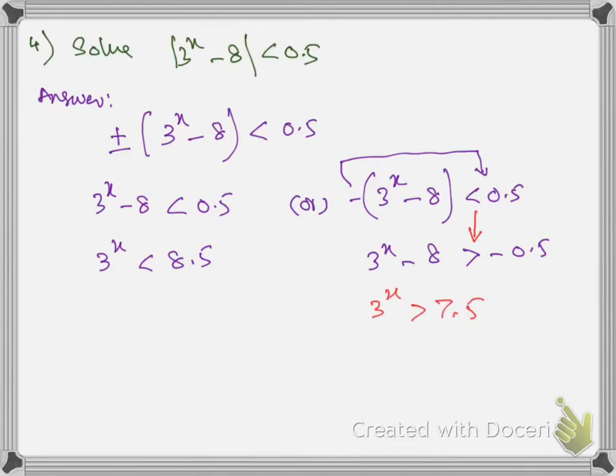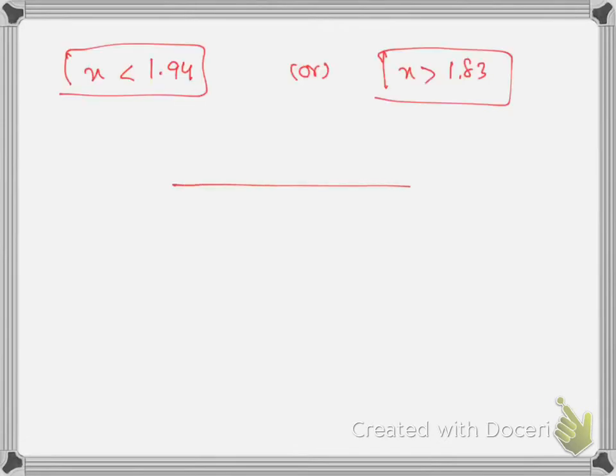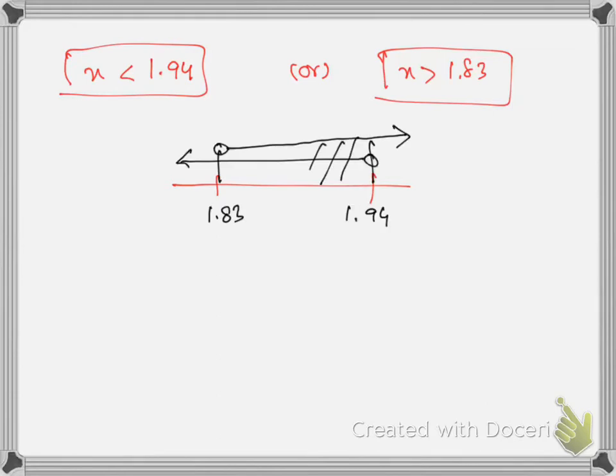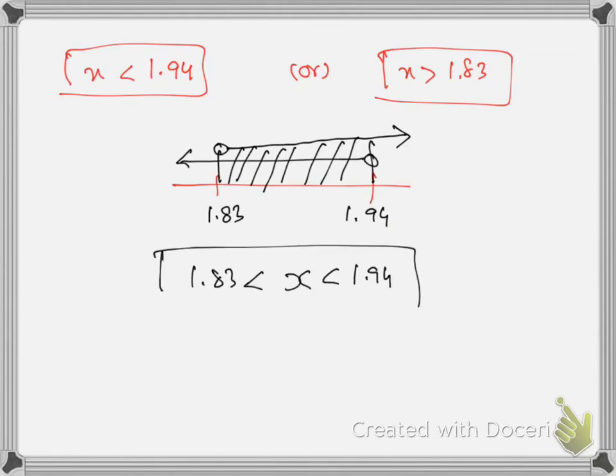Since both are index inequalities, we have to use log to solve these inequalities for the values of x. So by taking log on both the inequalities, in order to write the final answer, we have to use the number line, and by using the number line we can write the answer in a combined way. This is the required region according to the number line. Therefore the final solution will be x lies between 1.383 and 1.94. That's the final answer, and that's all.